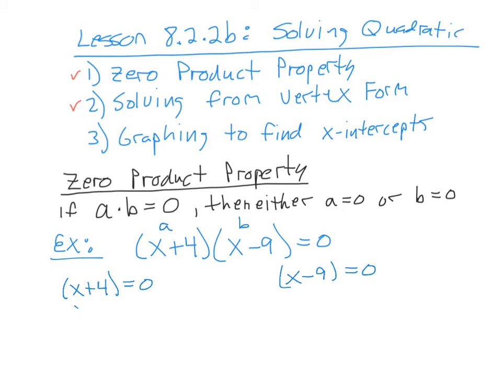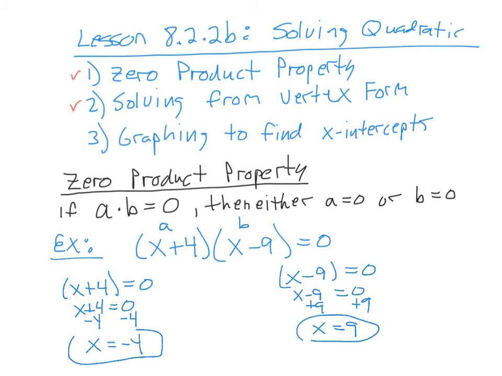So for example, this is really just x + 4 = 0. I can subtract 4 over, and I end up with x = −4. Okay, over here I can do the same thing. Take the parentheses away, and now I can simply add 9 to both sides, and I end up with x = 9. If we were to graph this, we would see that indeed x = 9 and x = −4 are the x-intercepts for that quadratic.